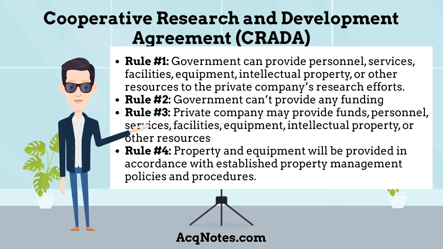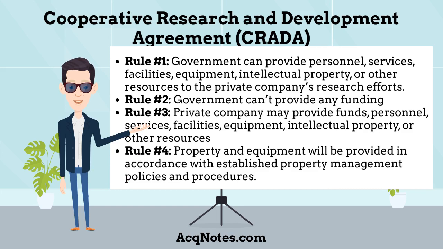What are the rules associated with a Cooperative Research and Development Agreement? The rules are: Rule number 1, the government laboratories can provide personnel, services, facilities, equipment, intellectual property, or other resources to the private company's research efforts. Rule number 2, the government can't provide any funding.